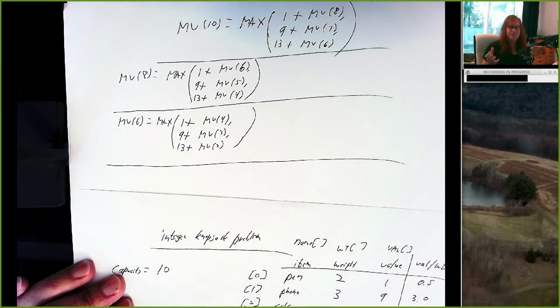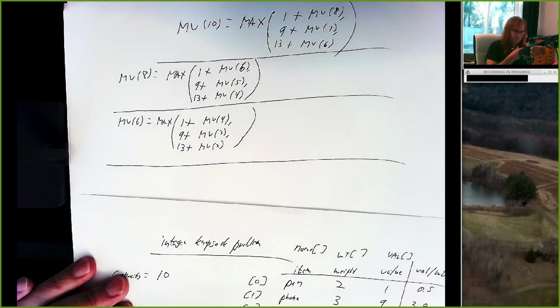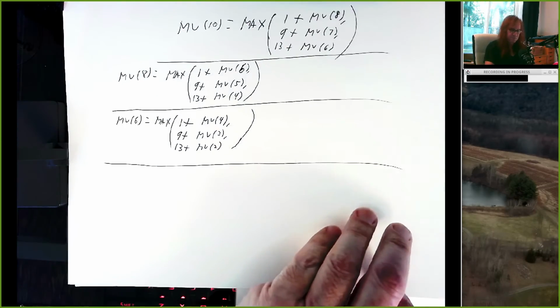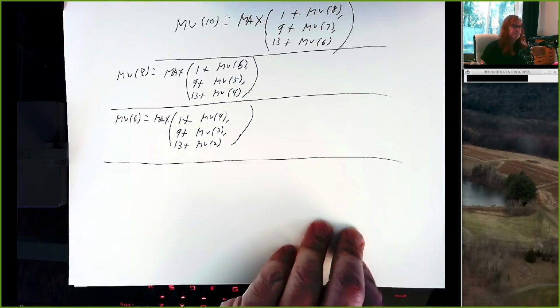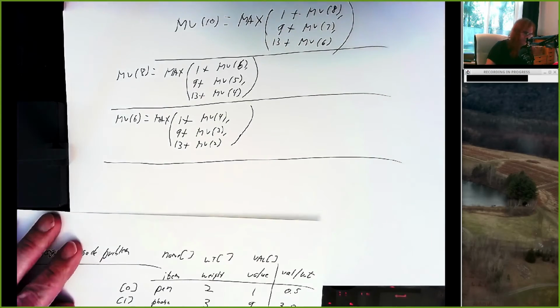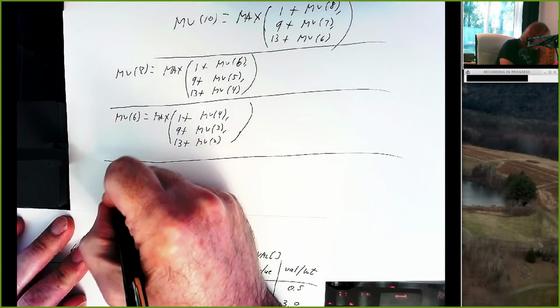Everyone following this? Any questions? What the heck we're doing here? If any questions come up, I'm sure they'll come later. Okay. So let's keep recursing. Let's find max val of 4.